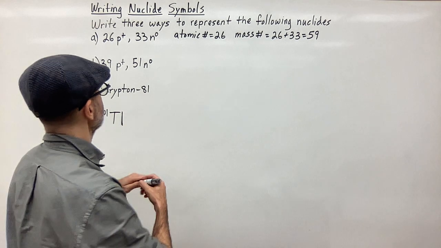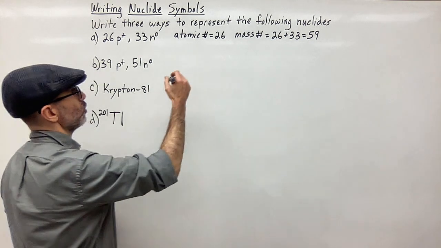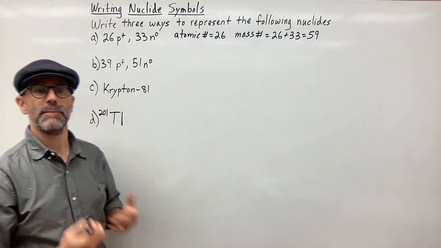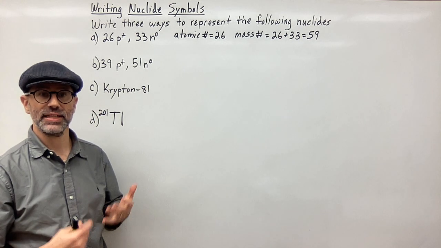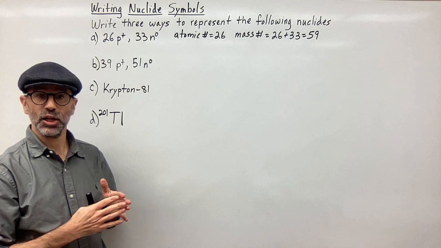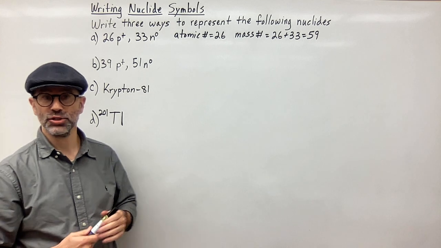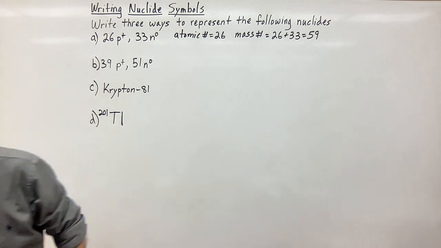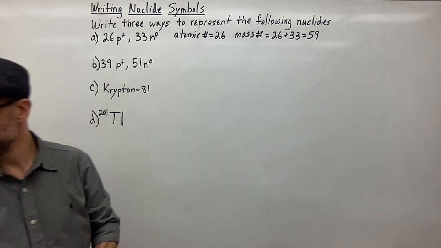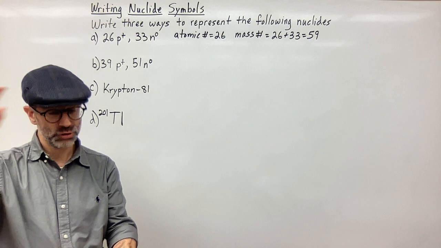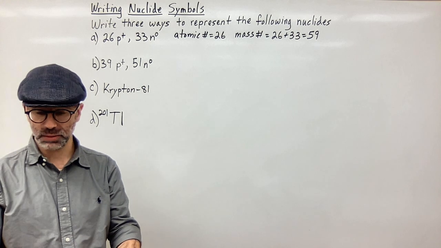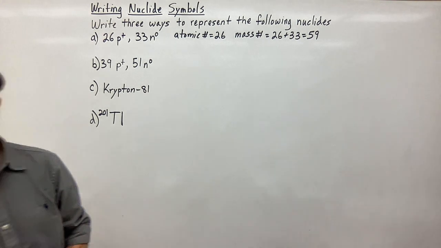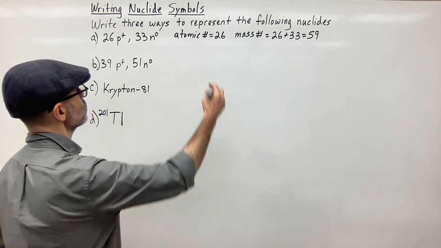The first way is to write with the symbol of the element. So we can find the symbol of the element from the periodic table based on the number of protons or the atomic number, because the elements are ordered according to atomic number. So all we need to do is find number 26 on the periodic table. And when we look up number 26, that's going to be the top number, usually above the symbol. And so number 26 is Fe, iron. So we're going to use the Fe, right?